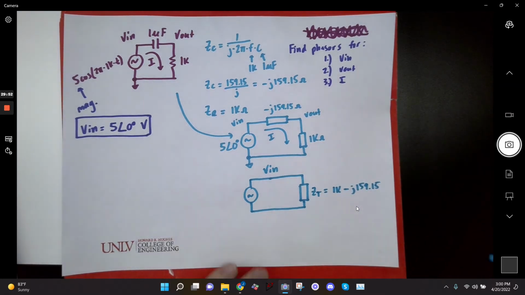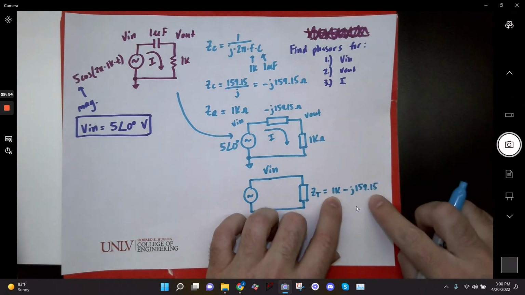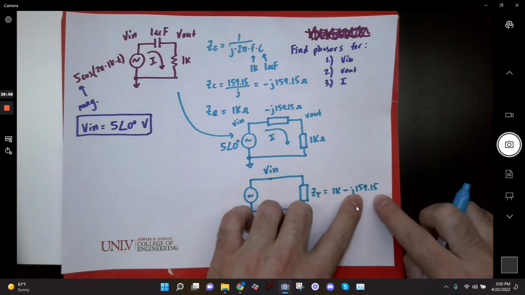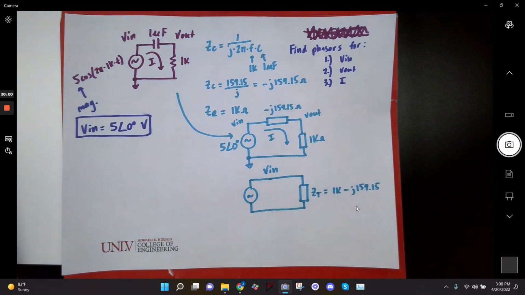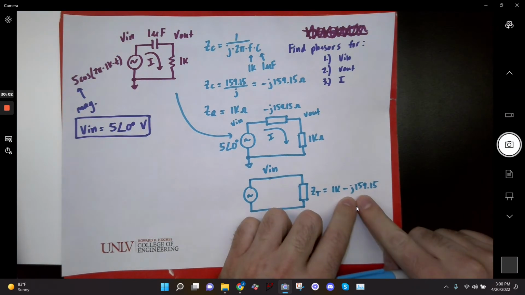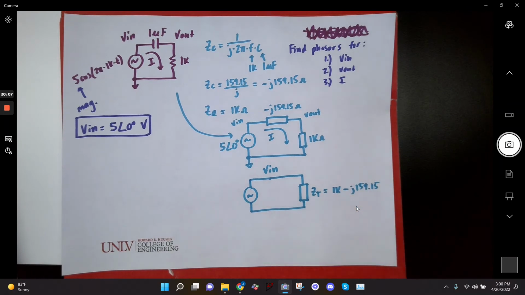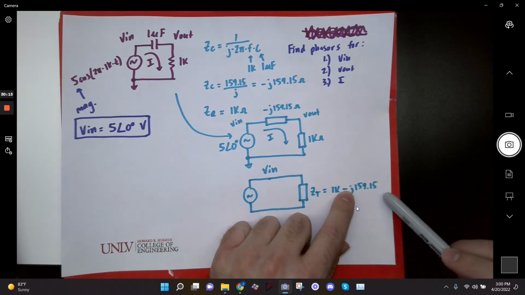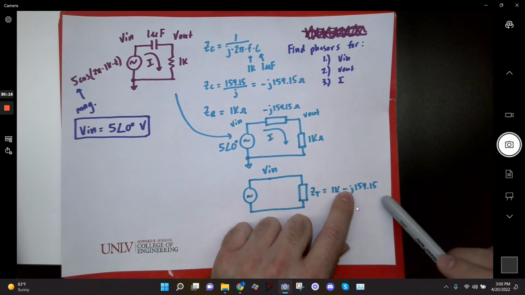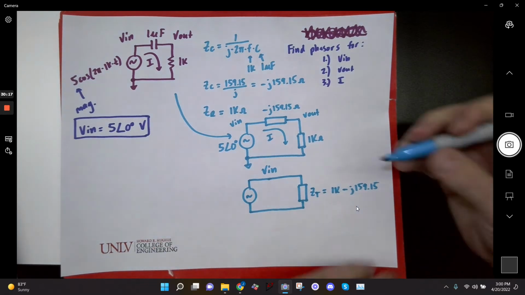Okay? And so now you see I have a real part and I have an imaginary part. My real part's 1,000. My imaginary part is minus 159.15. And note, when I say the imaginary part, I don't include the j. That's because the j is not part of the imaginary part. The j is telling me that what comes after this is the imaginary part. Okay? So if someone asks you what's the imaginary part, don't say minus j 159.15. It's minus 159.15. Okay? So this is my real.